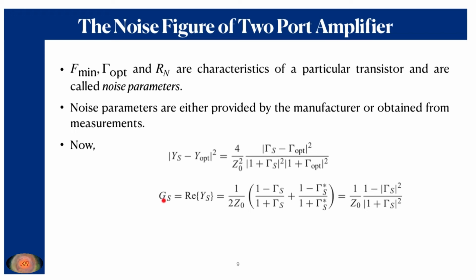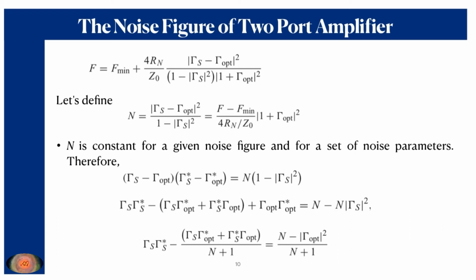And this is the real part of Ys. You can easily calculate the real part of Ys, because this is a complex number, and the real part of a complex number is equal to that complex number plus the conjugate of that complex number divided by 2, because from there twice the real part should appear and that 2 cancels that effect. And this is the final expression for the real part of Ys that you can get after rearranging this expression.